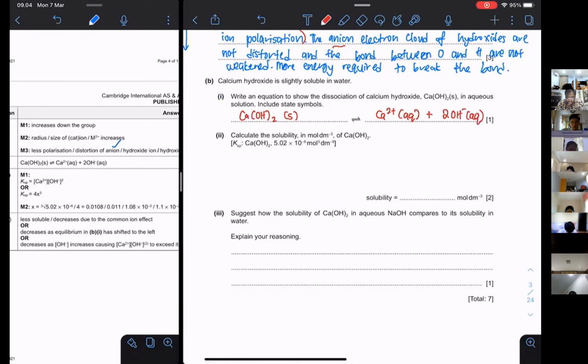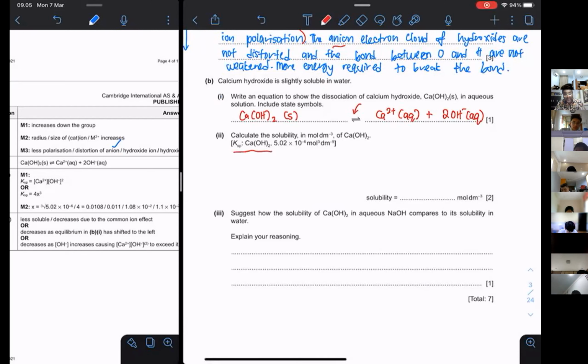Okay, so this is going to show the dissociation, and do remember they are partially dissociated, so we say sparingly soluble. So we actually use the reversible sign. Calculate the solubility in mol per dm cubed of calcium hydroxide, and the solubility product is given.